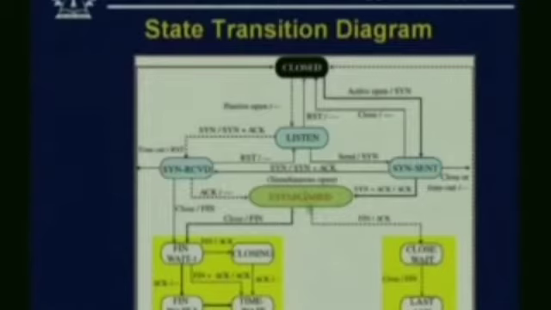Then after this, it may go through the closure, either through the closing and then FinWait 1, FinWait 2, time wait. So let us not go into the details of this part, and here the close wait and the last ACK. So this is very roughly the state diagram of TCP.